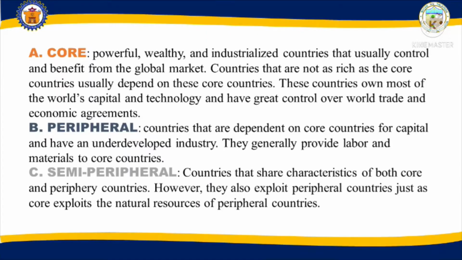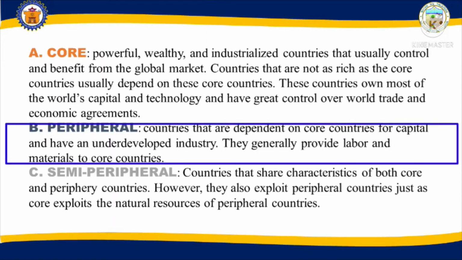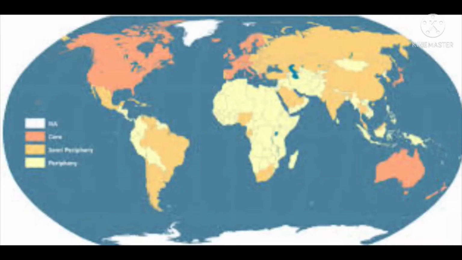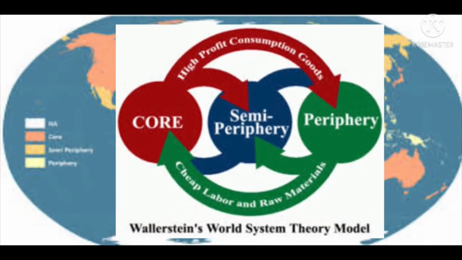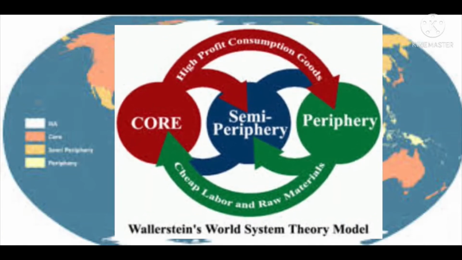The next one is peripheral. Peripheral countries are dependent on core countries for capital and have an underdeveloped industry. They generally provide labor and materials to core countries. In the world system theory, the periphery countries are those that are less developed than the semi-periphery and core countries. These countries usually receive a disproportionately small share of global wealth.